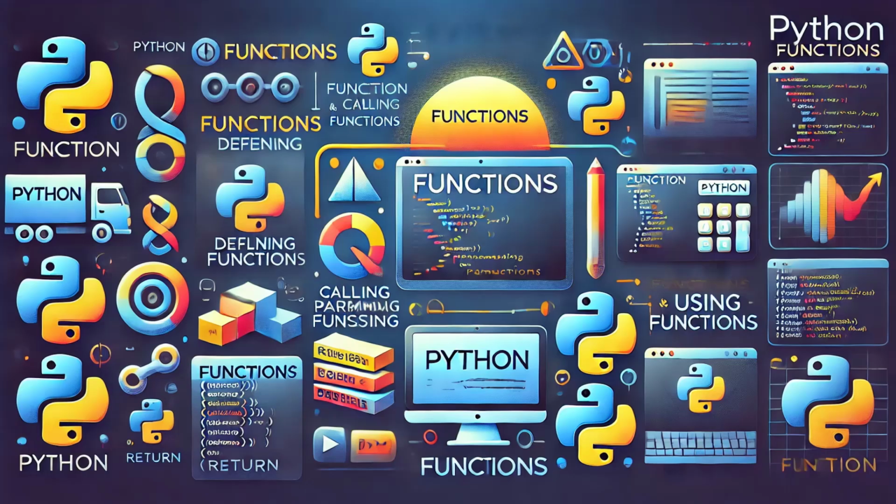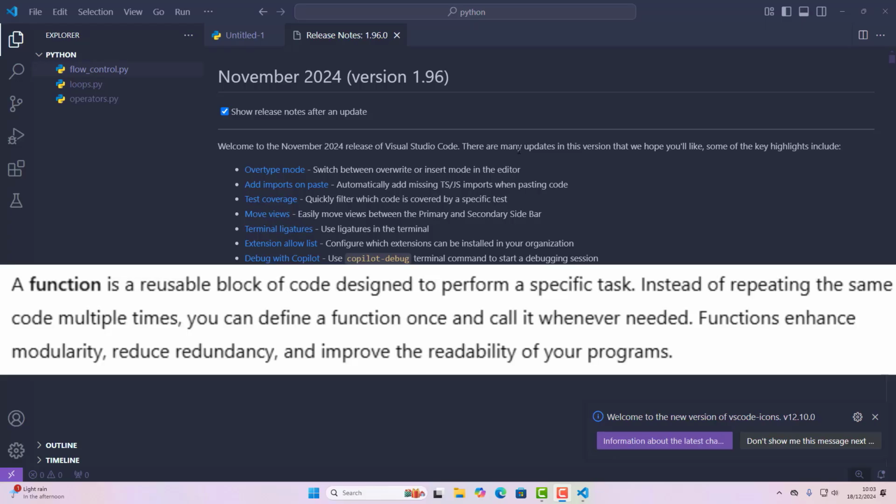Let's get started. So, what are functions? A function is a reusable block of code designed to perform a specific task instead of repeating the same code multiple times. You can define a function once and call it whenever needed. Functions enhance modularity, reduce redundancy, and improve the readability of your programs.